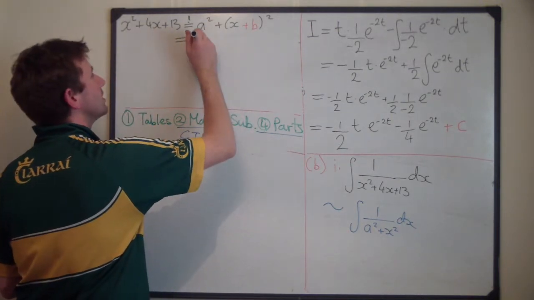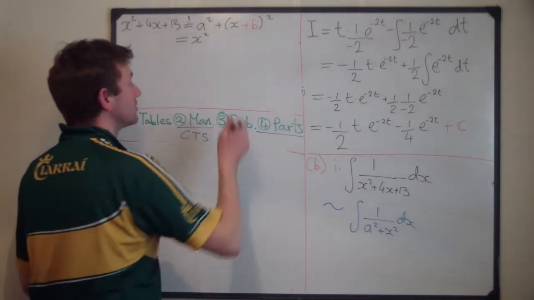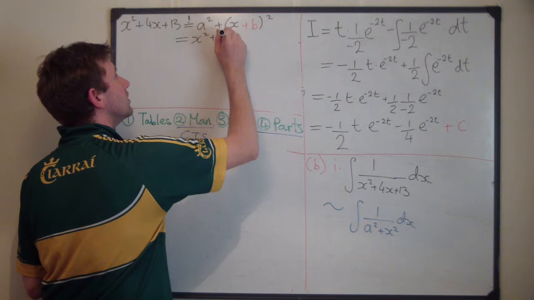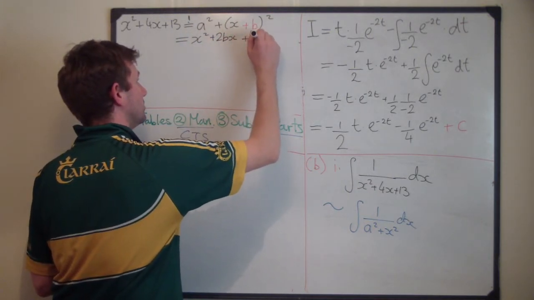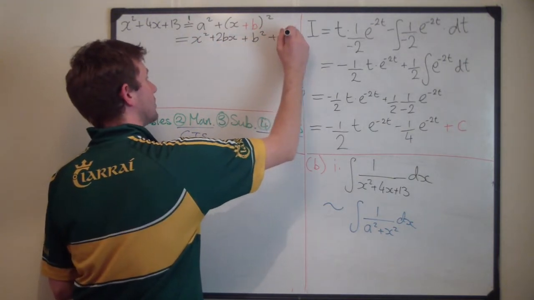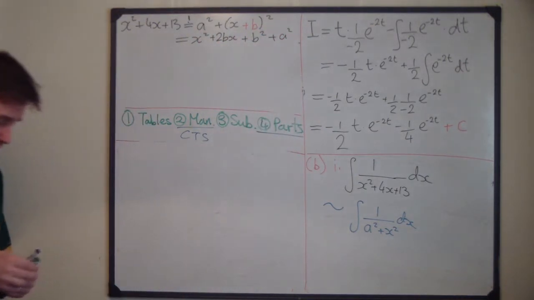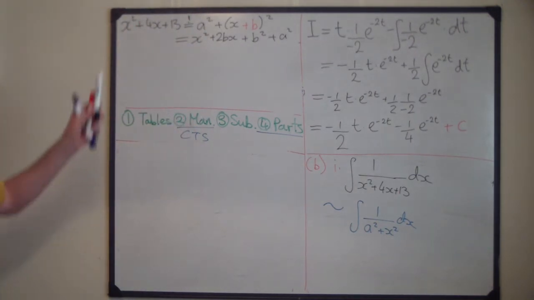Carefully multiply x plus b by x plus b. x by x is x squared. You get b by x and x by b, both of them are bx, so there's plus 2bx. And b by b is b squared. So that's the x plus b all squared, and there's also an a squared lying about. Now you're trying to force these two things to be equal to each other.